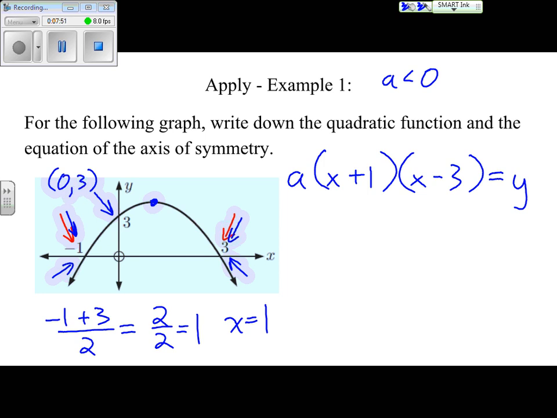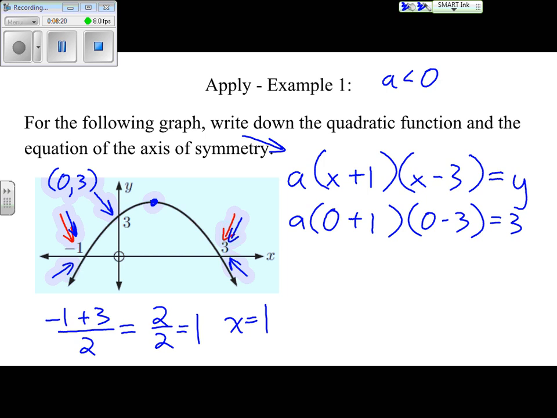Now, what does that ordered pair really mean? That means that when x is 0, or when I plug in a 0, I should end up getting a 3 out. So what I'm going to do now is go back to the binomials that I've written over here and start plugging some things in. I still don't know what a is, but I know that if I plug in a 0 for x, so 0 plus 1, and then 0 minus 3, I'm supposed to end up with a 3 for y.